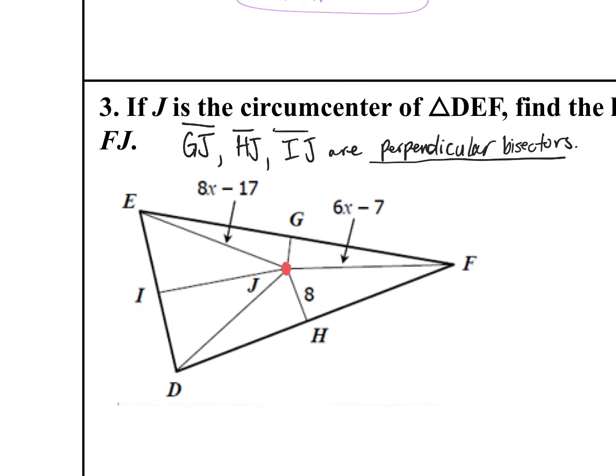Okay, since they're perpendicular bisectors, I can notate that EG is congruent to FG, FH is congruent to DH, and EI is congruent to DI. And I can also conclude that I am given 90-degree angles because of the perpendicular part. Okay, the bisectors give us congruent segments, the perpendicular gives us 90 degrees.